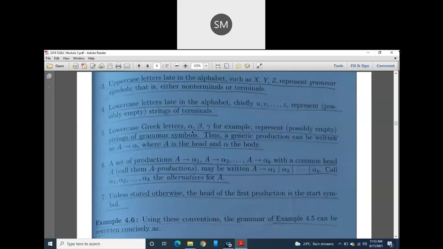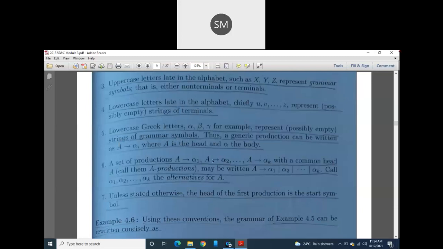And lowercase Greek letters like alpha, beta, gamma. This type of Greek letters are called strings of grammar symbols. Strings of grammar symbols. Guys, these are very, very important. You should try to differentiate between all these things. What is a grammar symbol? What are the strings of terminals? What are the strings of grammar symbols? Like this, you should try to differentiate. Whenever you look at these Greek letters, they are called strings of grammar symbols.